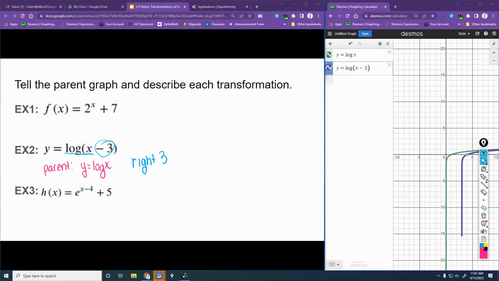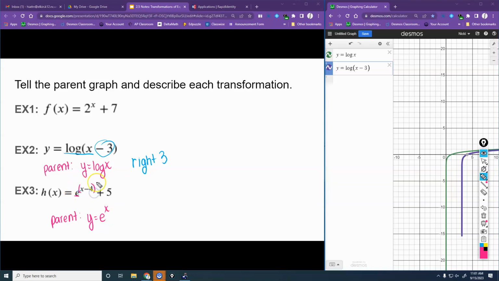Okay. I'm hearing up 5, right 4. Those are the transformations. What is the parent? Parent function is y equals e to the x power. Right? So it's just that e is not a transformation. It is the parent function.